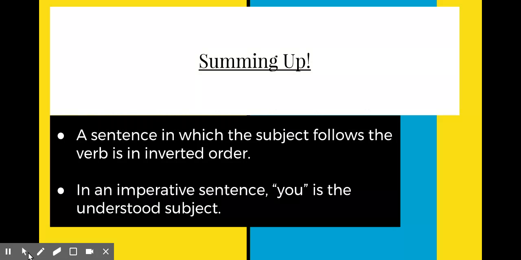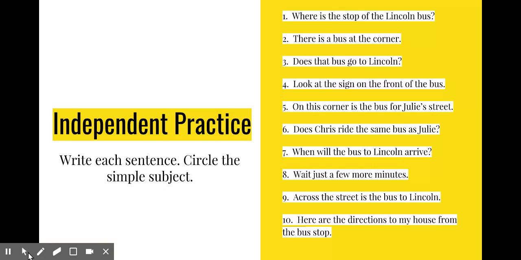Okay, so let's sum it up really quick. A sentence in which the subject follows the verb, we call that inverted order. And in an imperative sentence, you is the understood subject, always. You will always be the subject of an imperative sentence. Okay? All right, let's move on to some independent practice. I want you to write each sentence, circle the simple subject, and we will go over this on our next meeting day of grammar.